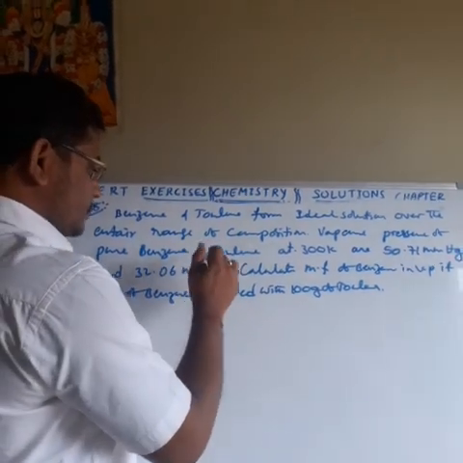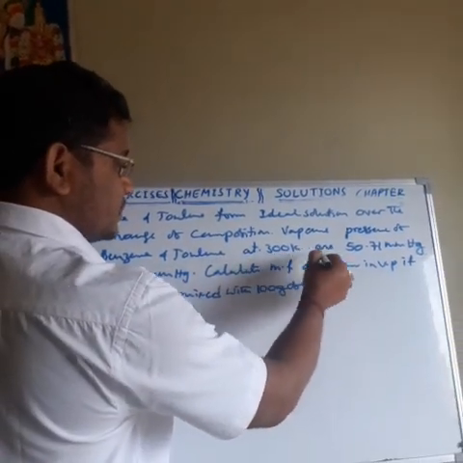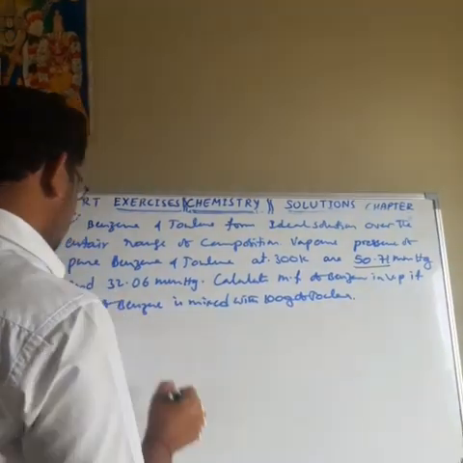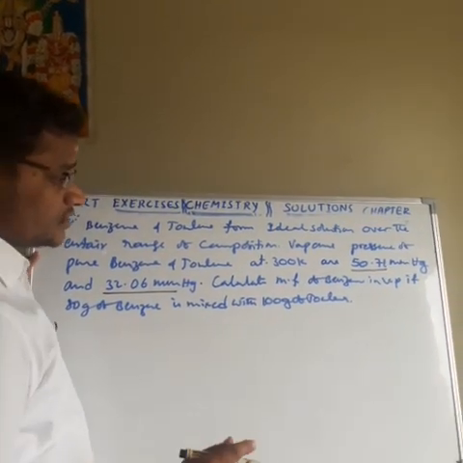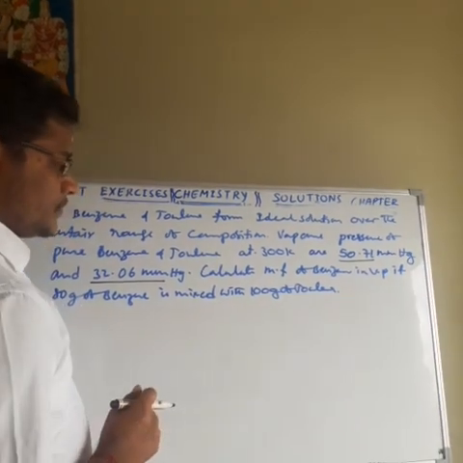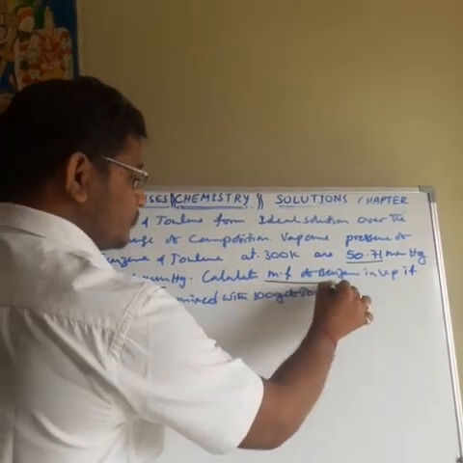Then the vapor pressures of benzene and toluene are given at 300 Kelvin. This is the vapor pressure of benzene, this is the vapor pressure of toluene. Calculate the mole fraction of benzene in the vapor phase.